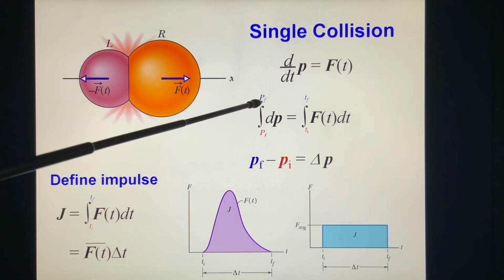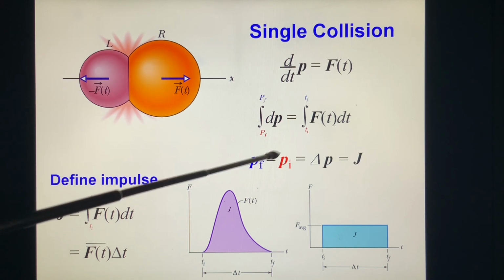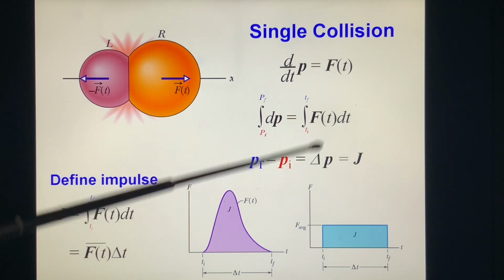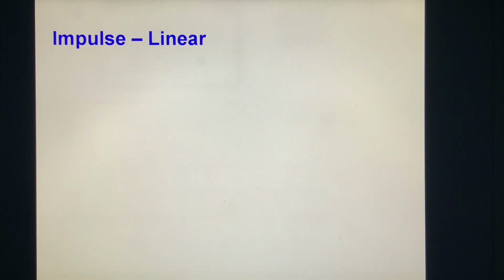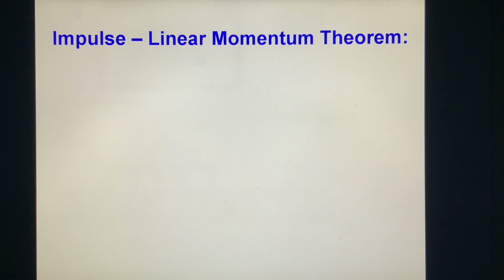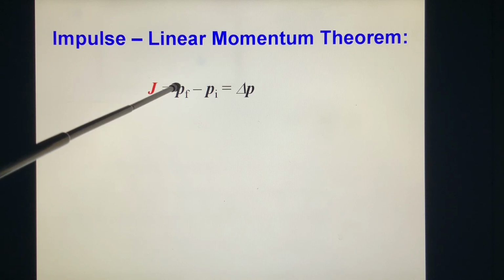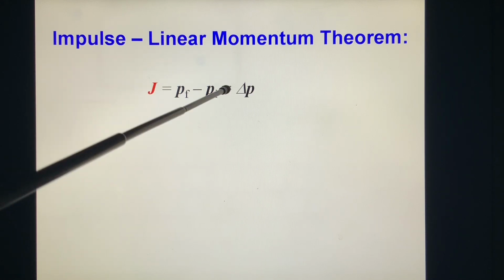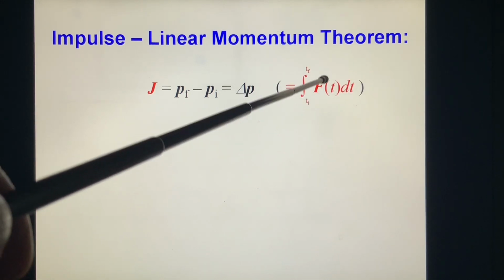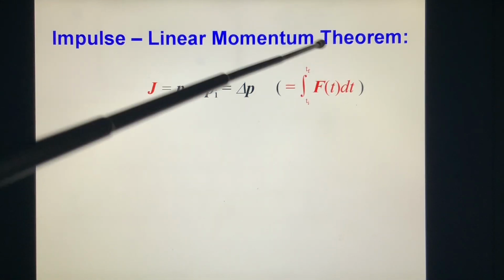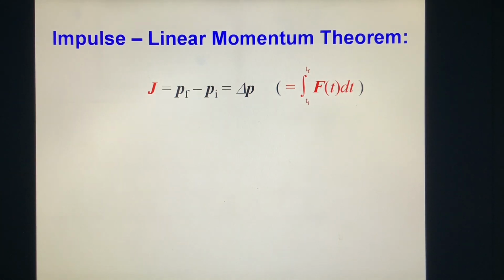So from this we get P final minus Pi equal to delta P equal to J, where J is the impulse. This is the impulse linear momentum theorem: J equal to P final minus P initial, that is delta P. What is it? It's the integration of F(t) dt from Ti to T final.